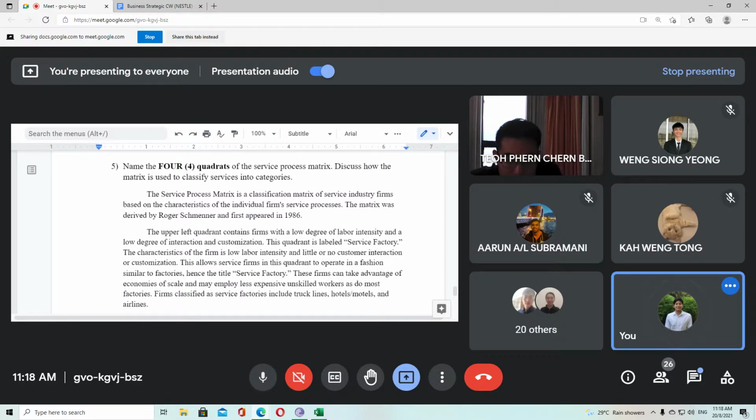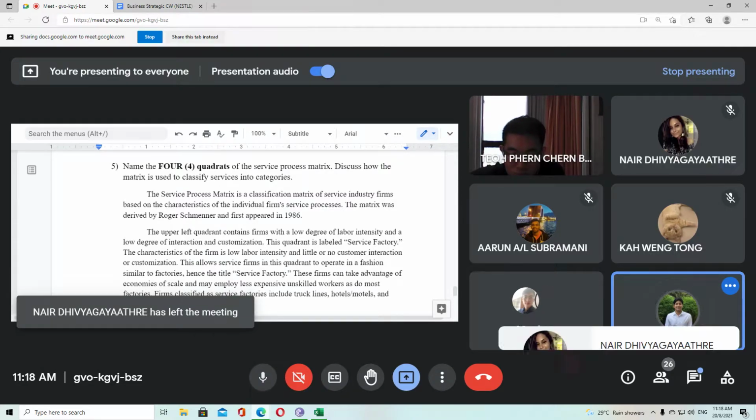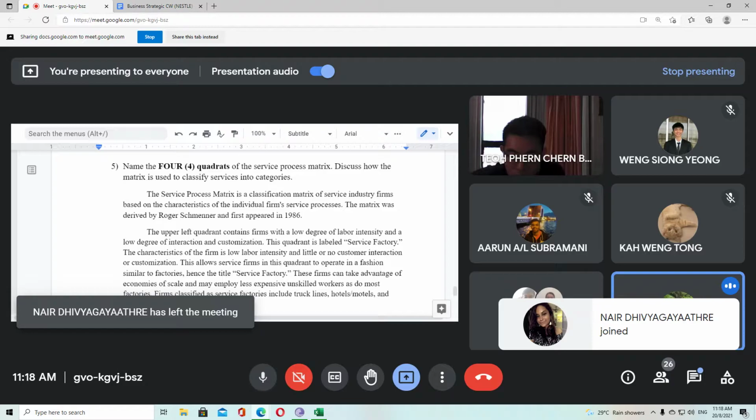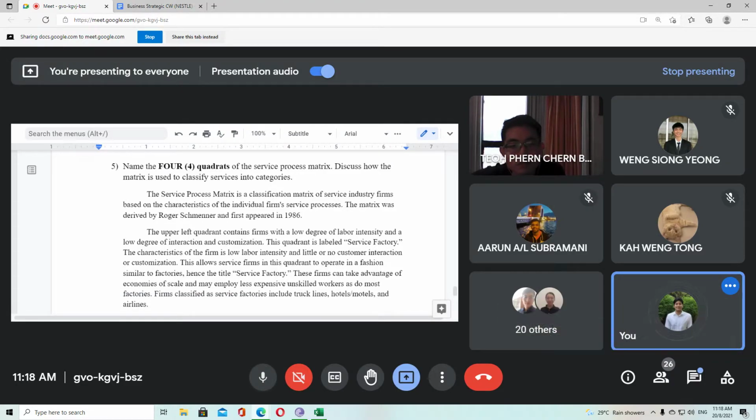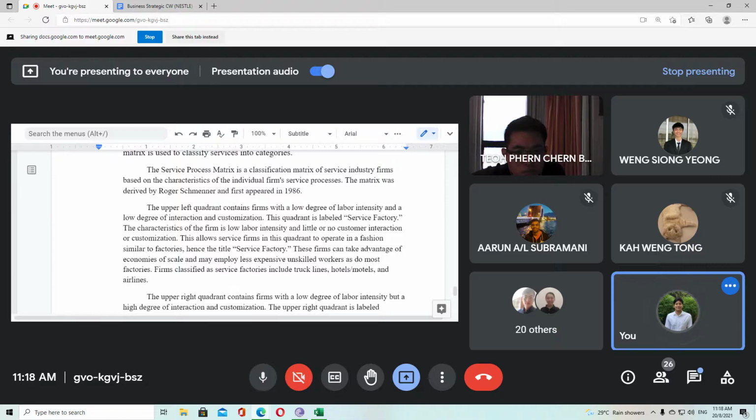The upper left quadrant contains firms with a low degree of labor intensity and a low degree of interaction and customization. This quadrant is labeled service factory. The characteristics of the firm is low labor intensity and little or no customer interaction or customization. This allows service firms in this quadrant to operate in a fashion similar to factories, hence the title service factory. These firms can take advantage of economies of scale and may employ less expensive unskilled workers as do most factories. Firms classified as service factories include truck lines, hotels or motels, and airlines.